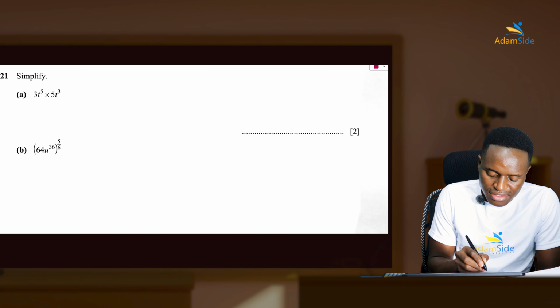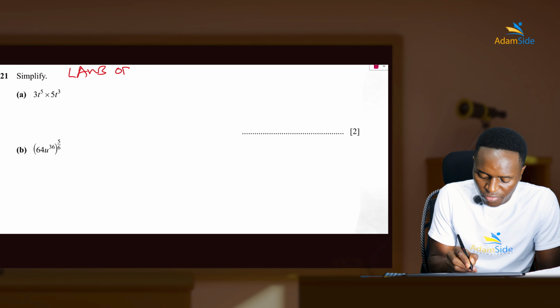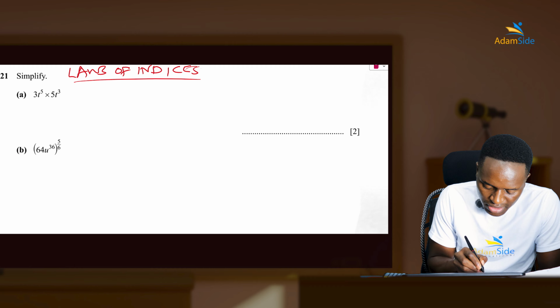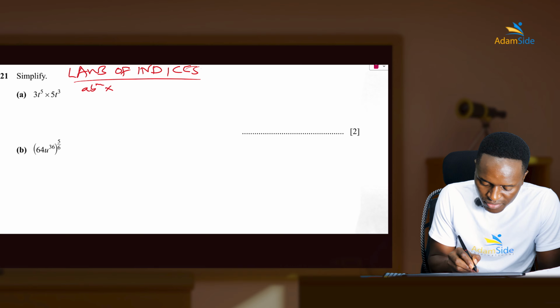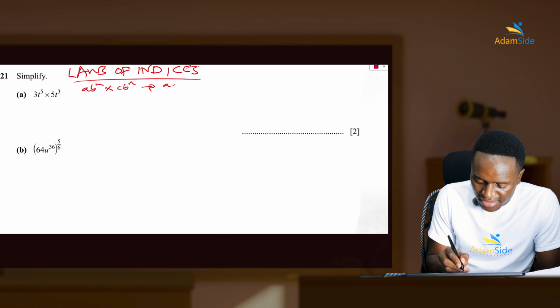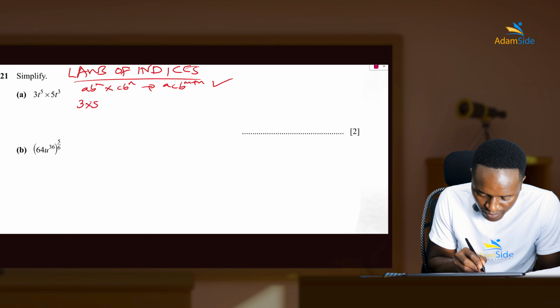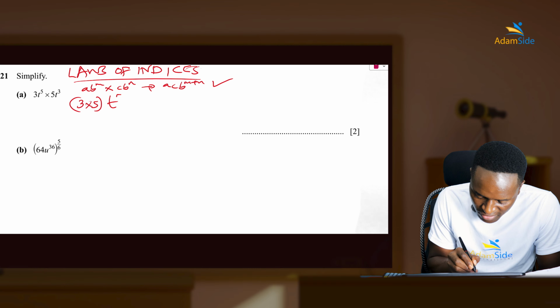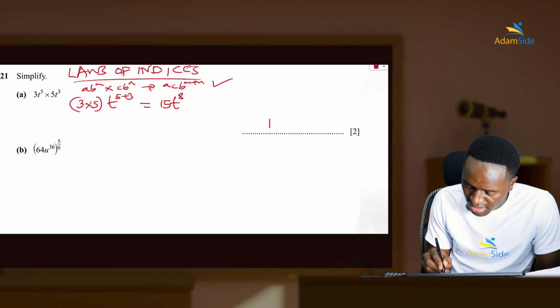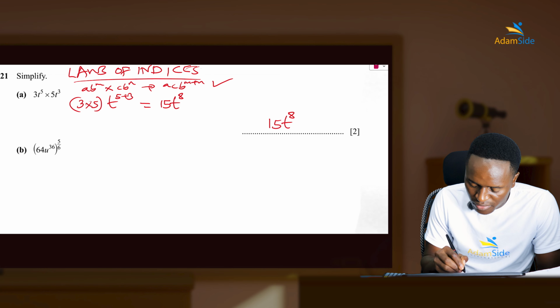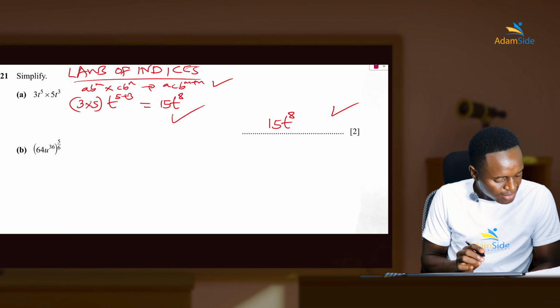Question 21, simplify. This comes from the unit of laws of indices. Correct. So when I'm multiplying this, remember this is the same as a^m times b^n. So in that case, you can multiply and keep the base, you add the powers, m plus n. So this is the rule that we're going to apply here. Therefore, we say 3 times 5, and then you keep t. Because you're multiplying, you say 5 plus 3. So you say 15t power 8. This is the answer, 15t^8. You get 2 marks. Correct.